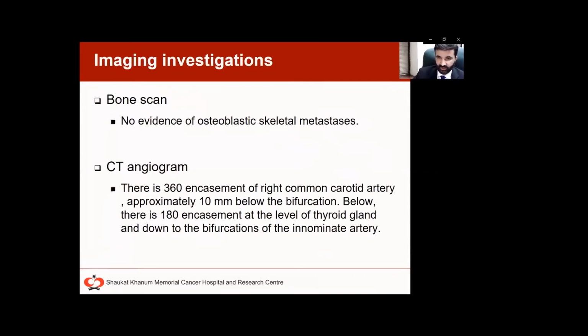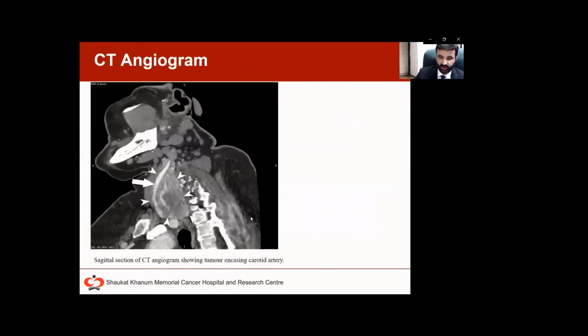The bone scan was completed as part of investigation for medullary thyroid cancer, which showed no evidence of metastasis. And we then completed a CT angiogram to see the resectability and the vascular involvement. And as you can see, there is 360-degree encasement of the right common carotid artery, and then it was 180-degree encasement at the level of thyroid gland. So here I share the image with you. And based on the resources available in our center, the tumor cannot be resected with the vascular involvement.